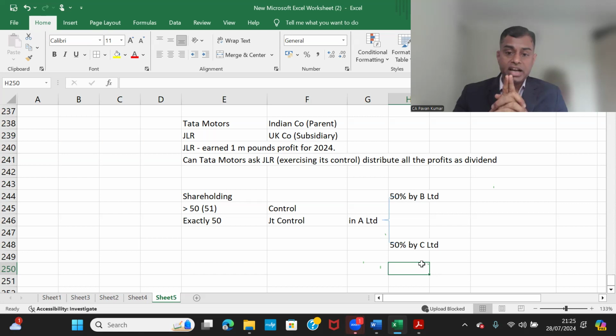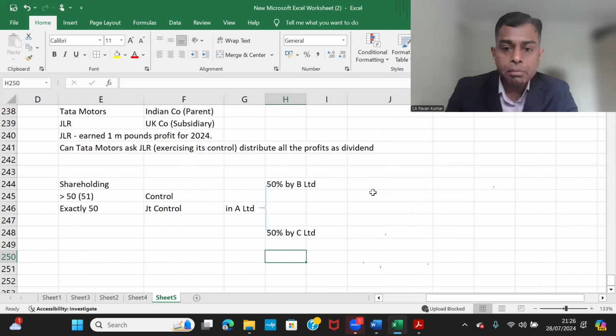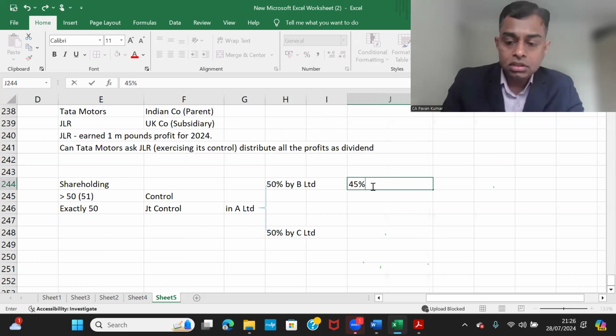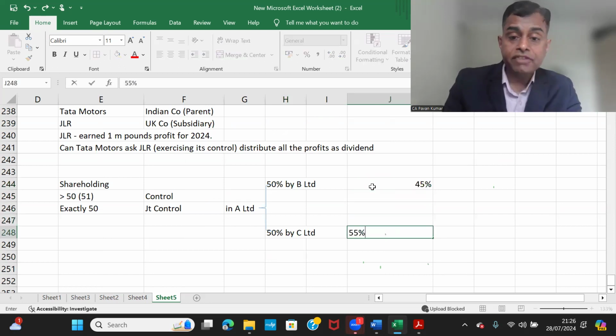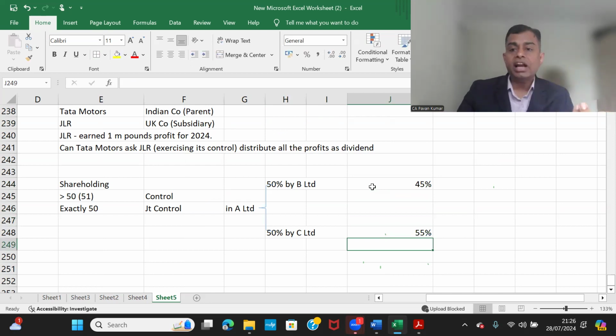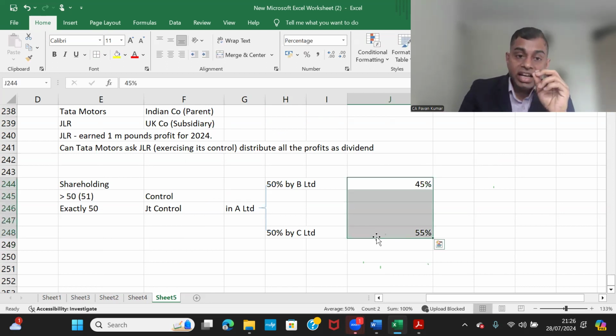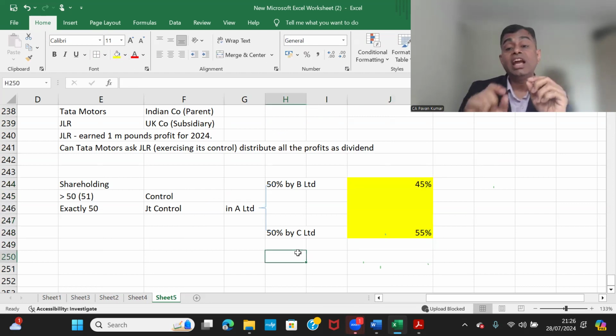Now, Pavan sir, A Limited has 100% shares, out of which B Limited has 45%, C Limited has 55%. Is it control or joint control? Now, in a situation where B Limited owns, say, 45%, C Limited owns 55%, C Limited is parent, B Limited is minority without loss of generality. But even in this case, there can be a contractual understanding between B and C that they will exercise joint control on A Limited.